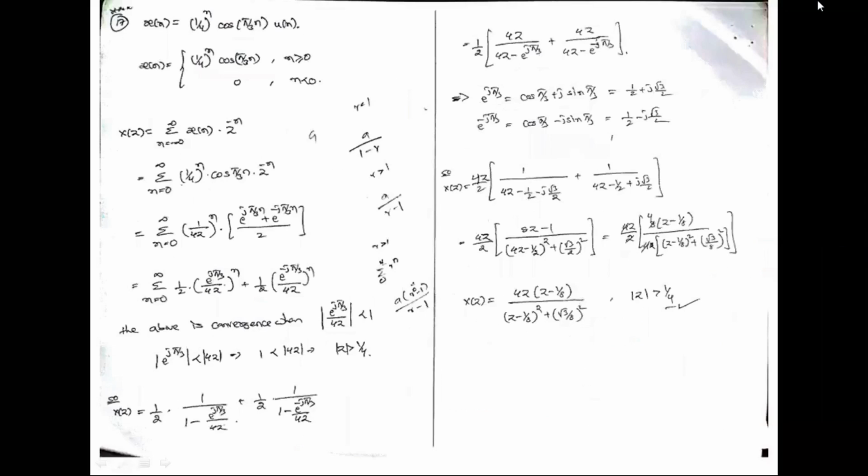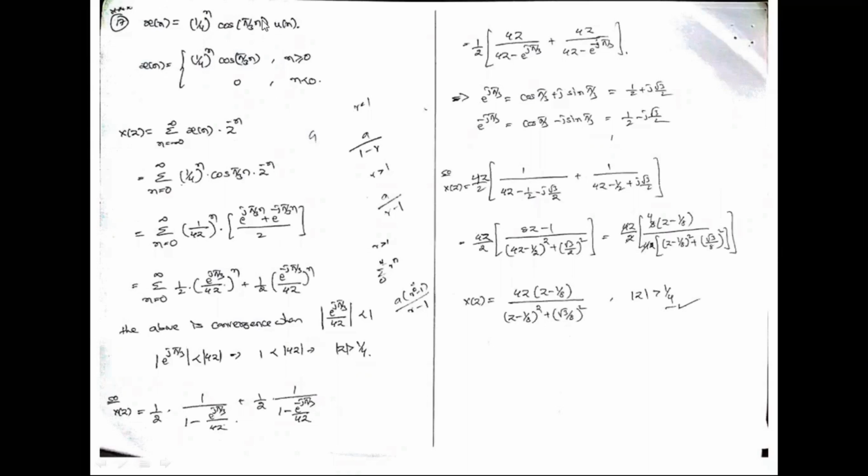Next example. Now it is the cosine function: 1 by 4 whole power n, cos pi by 3 n, mu of n. So whenever mu of n is given, it means the ROC is greater than the function a only. What is a here? 1 by 4. So |z| is greater than 1 by 4.